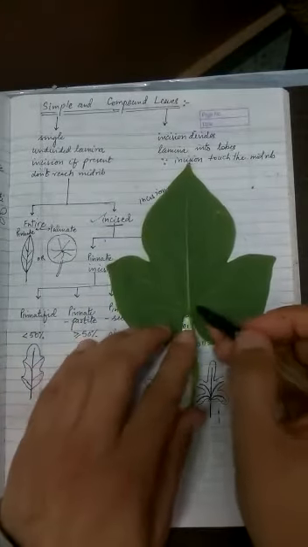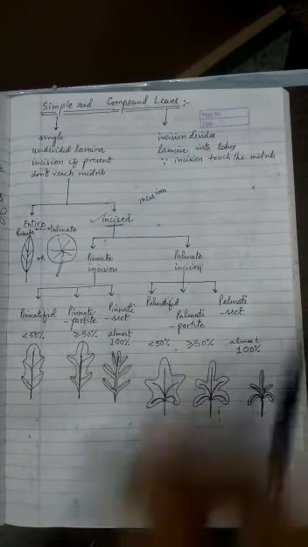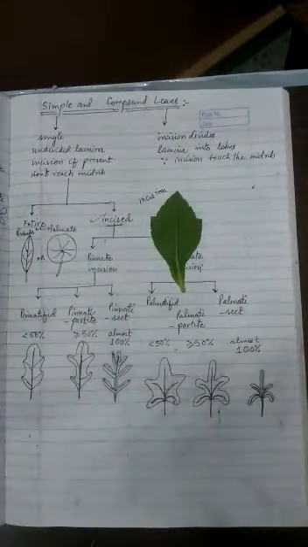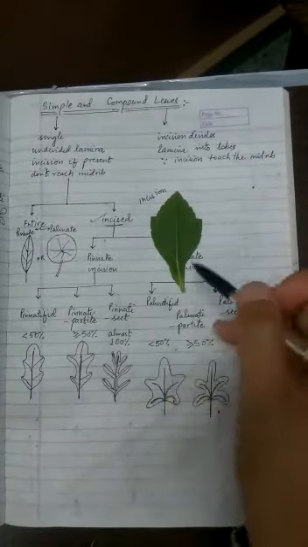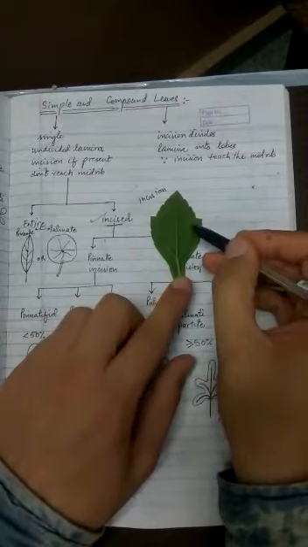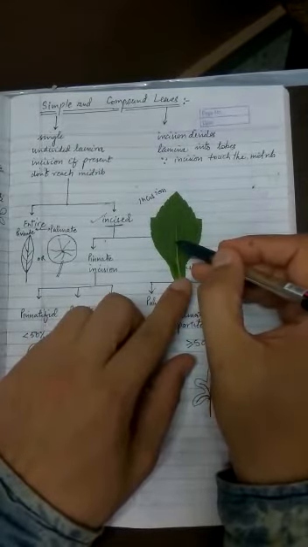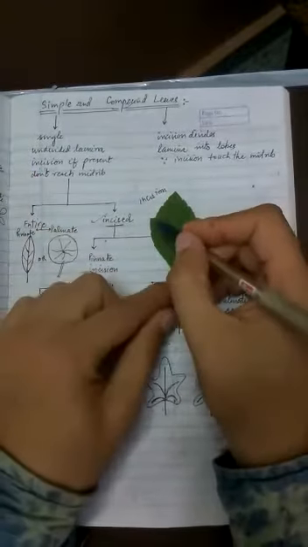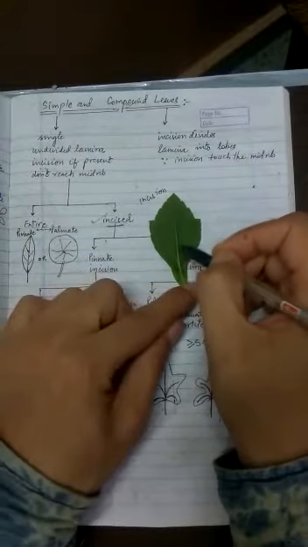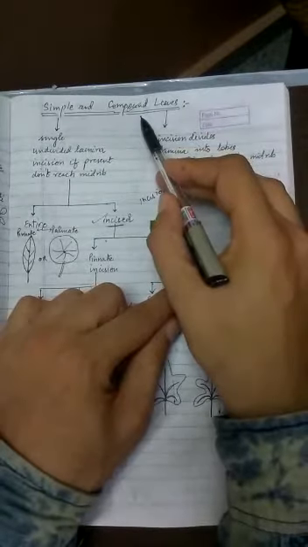Now let me take another example. In this leaf, this is also not an entire leaf, because you can see a cut is present here. So whenever these cuts do not reach the midrib, it is a simple leaf. If it reaches the midrib, it will be called a compound leaf. Whenever this turning in does not touch the main vein, it will be called a simple leaf. But if it touches the main vein, it would be called a compound leaf.